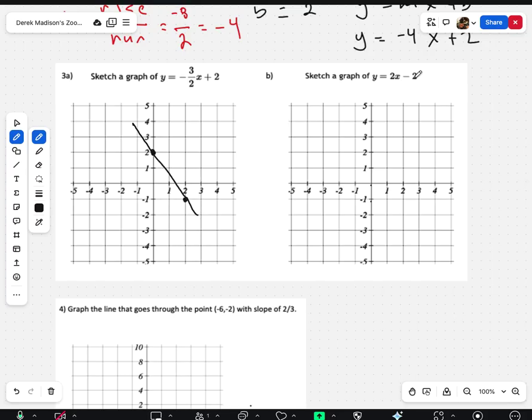For this one, we'd be starting at -2. And then, remember, 2 is like 2 over 1 in terms of slope. So it's going to run 1 and rise 2, and there's our 2 points. So a very easy way to graph lines.